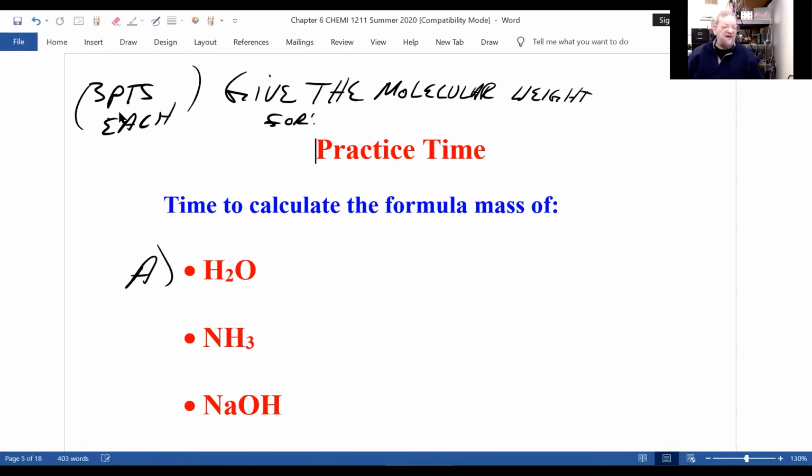And let's do a favorite, water. How do you do the molecular weight? Well, it's the sum of all atomic weights. Water has 2 hydrogen and 1 oxygen. I put a dash there so you know it's not the number 10. Next, we have to look up the atomic weights for hydrogen and oxygen. Well, how do you do that? You go to your periodic table.